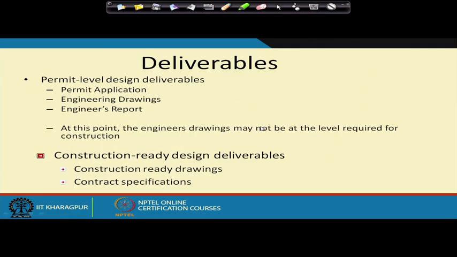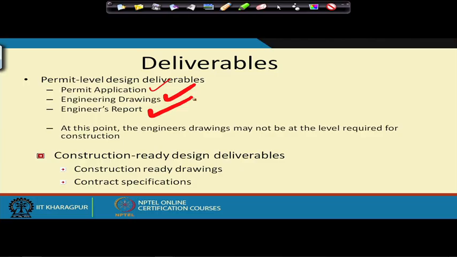And then there are deliverables. There is a permit level design deliverable. At the permit level, you have to do this permit application. You have engineering drawings, your permit application, and there is an engineer's report. Basically you have a report about the site conditions, what your observations are, how the construction should be done, and your suggestions for improvement of different aspects of the project. That goes into the engineer's report.